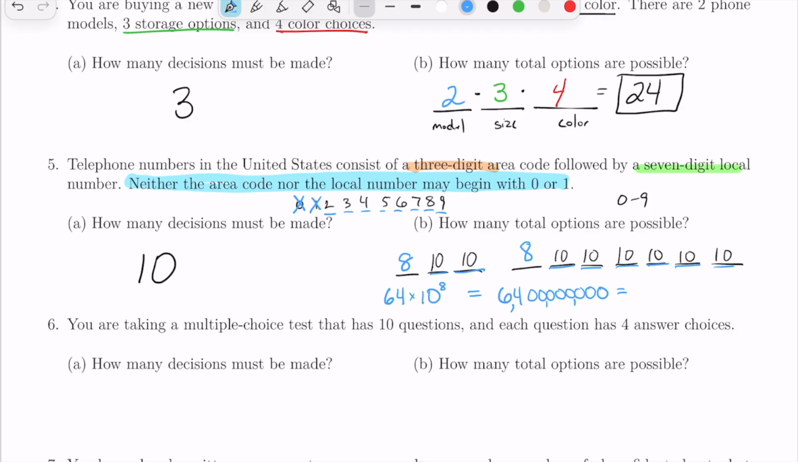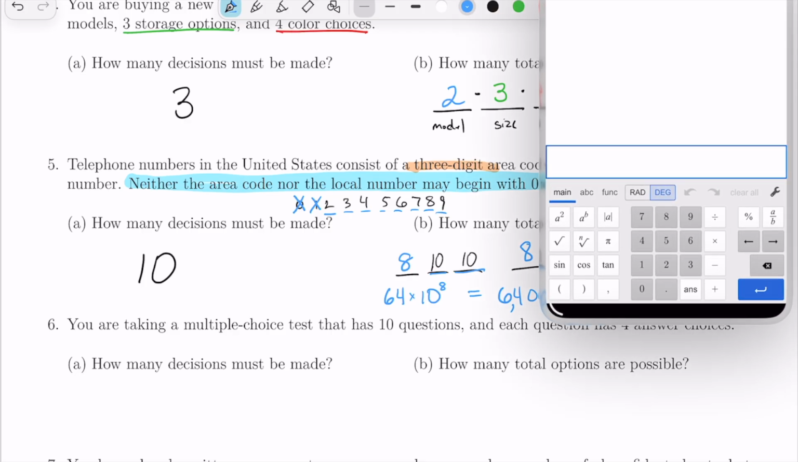I also do want to show you what this looks like on a calculator, though. So if I multiply 8 times 10 times 10 times 8 times, and now I need 6 of these 10s. Okay, I think I got them all. You can now see that it's 6.4 times 10 to the 9th power.